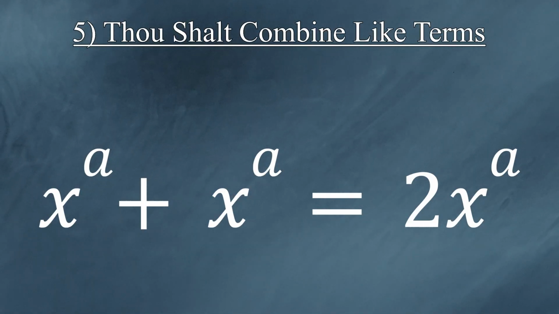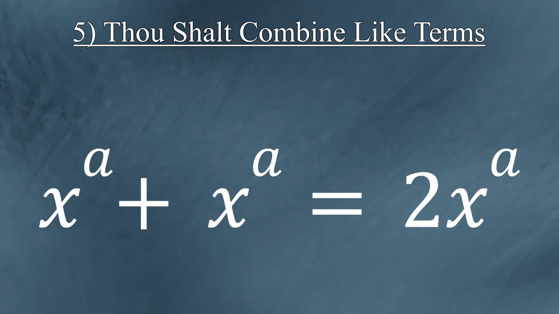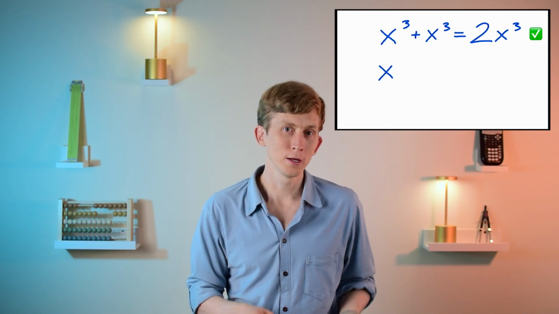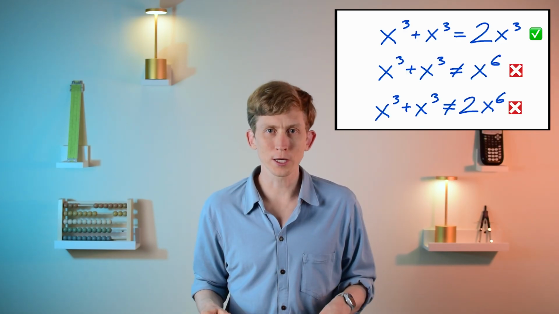5. Thou shalt combine like terms. X to the a plus x to the a is equal to 2x to the a. If you have something like x cubed plus x cubed, that's 2x cubed. Not x to the 6th, and not 2x to the 6th. Don't mess with those exponents, just combine like terms.